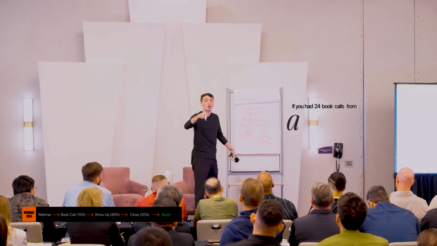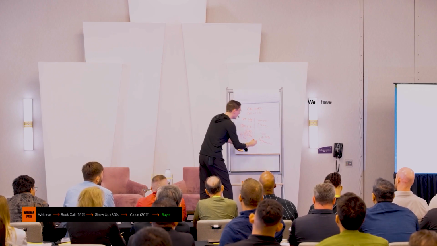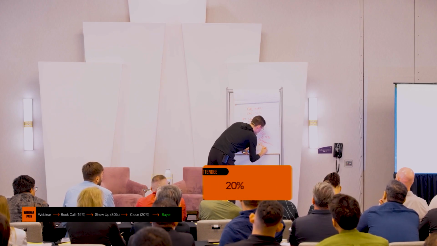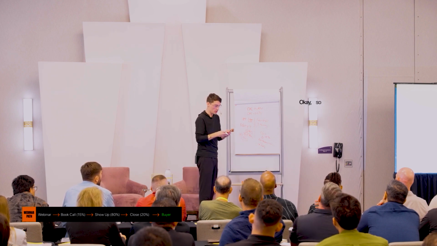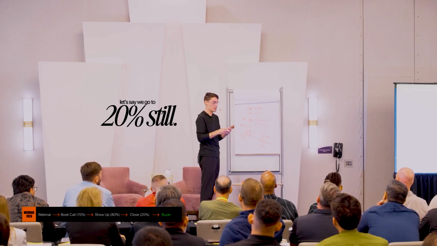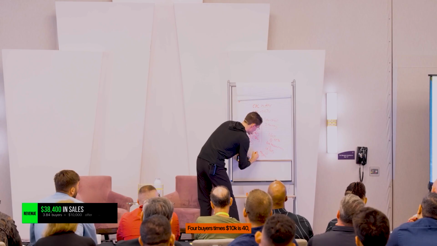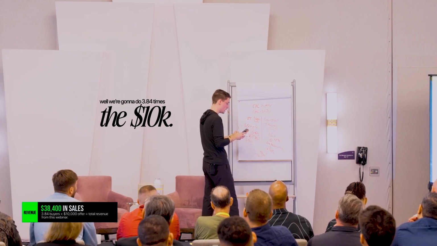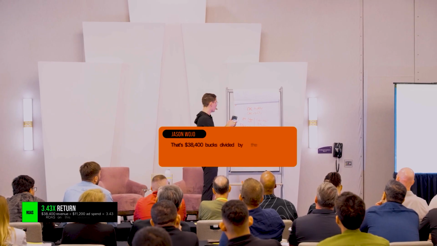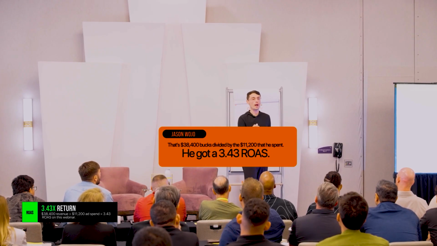If you had 24 booked calls from a webinar, 80% will show up because it's from a webinar. We have 19 calls left. 20% close rate? Okay, that's pretty low. We've got to improve that. Okay, so let's say we go to 0.20 still. That's 4 buyers. 4 buyers times 10K is 40, well, we're going to do 3.84 times the 10K. That's $38,400 divided by the $11,200 that he spent. He got a 3.43 ROAS.